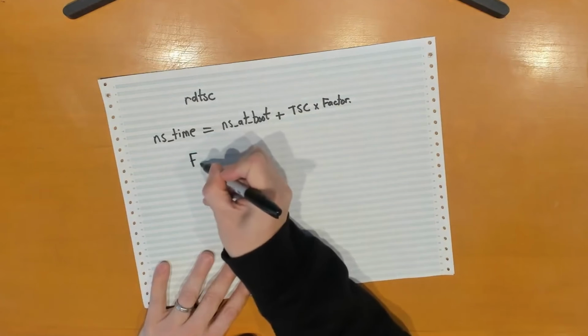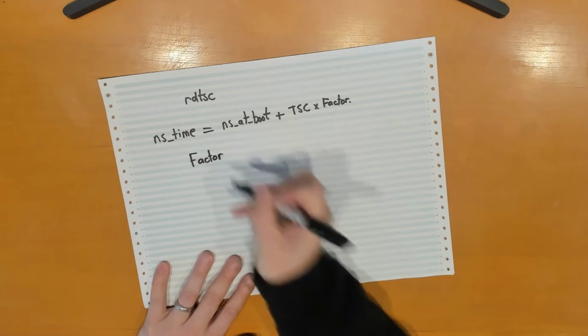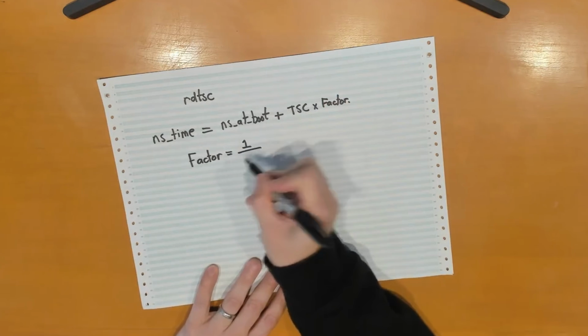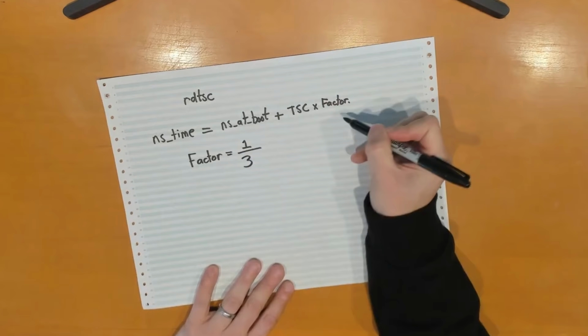Fantastic. How do we get that factor? So at the beginning, what we're going to do is say that factor is 1 over whatever the chip says it is, 3 gigahertz, because 1 gigahertz would be counting in nanoseconds. It's kind of bonkers to think about these things. But I don't want to use floating point maths. That's a pain. I don't want to actually use a third here. And neither does the computer.